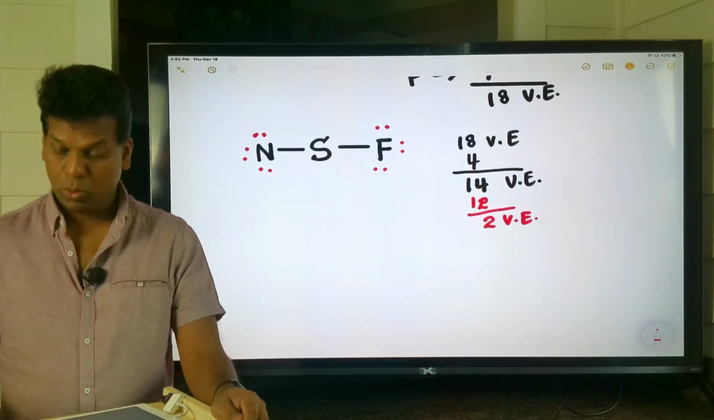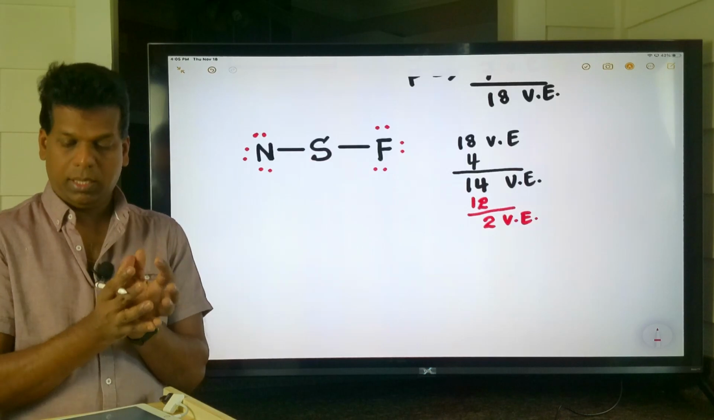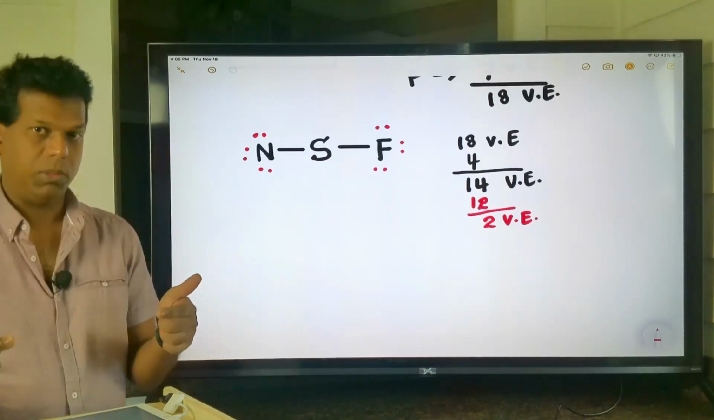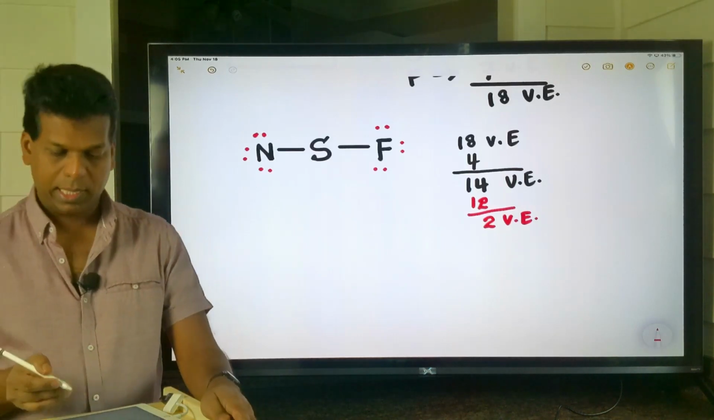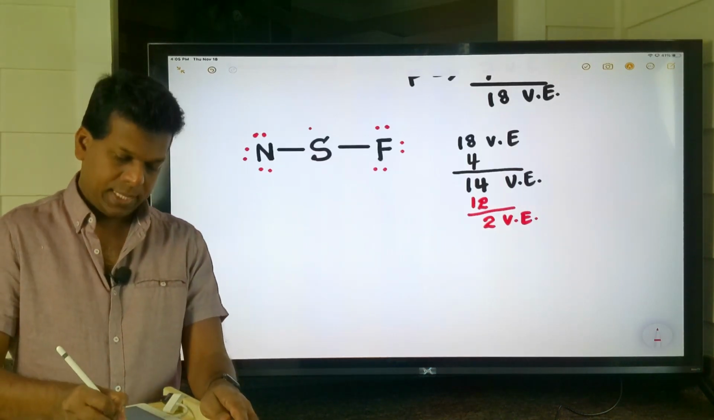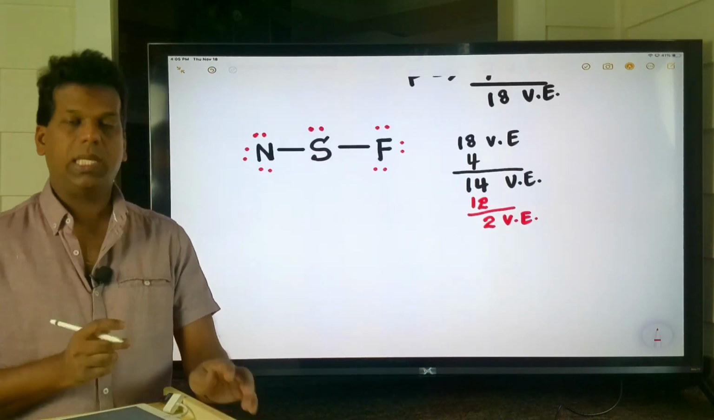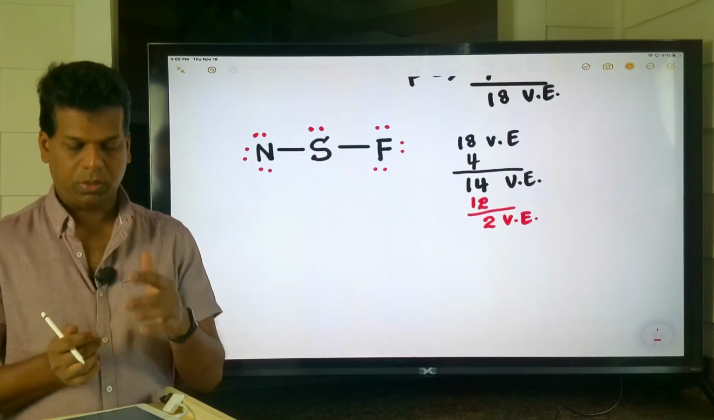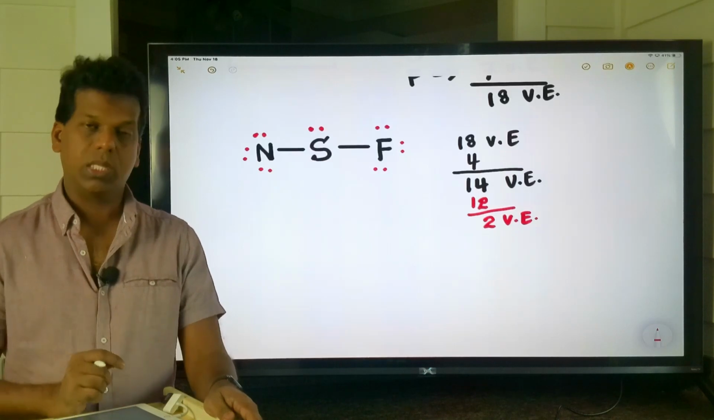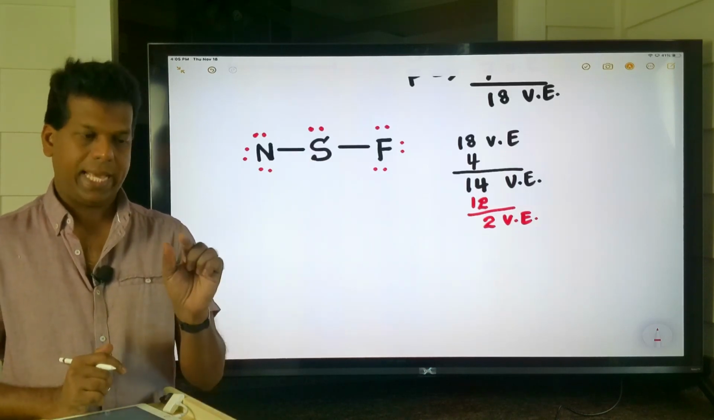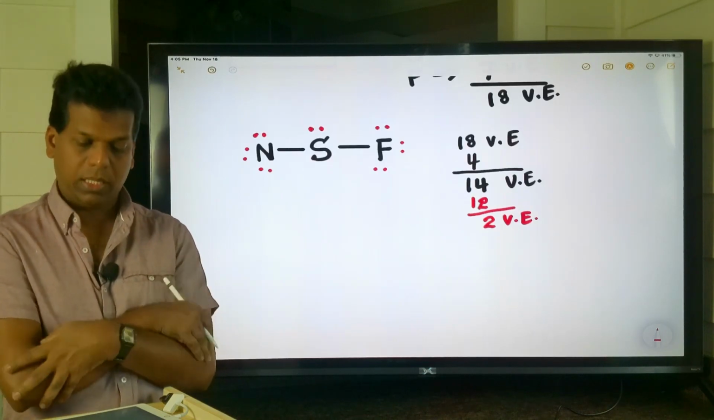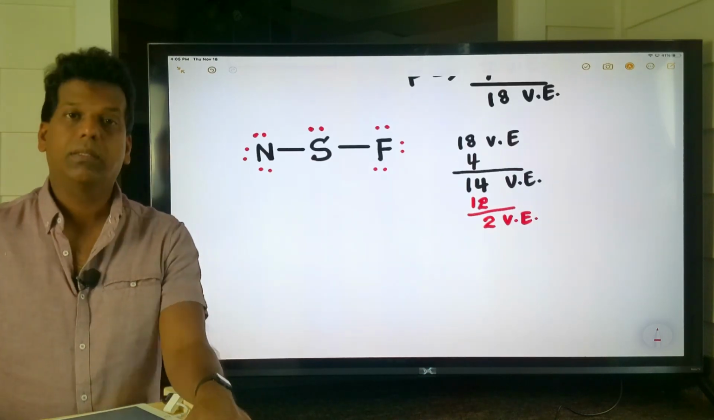In that case what you do is you take those leftover valence electrons. Once you complete the octet of terminal atoms, you go to the central atom and place those leftover valence electrons as lone pairs. There were 2. So now I have put 2 electrons on sulfur as a pair. Now let's check whether these have the right number of electrons and the formal charge.